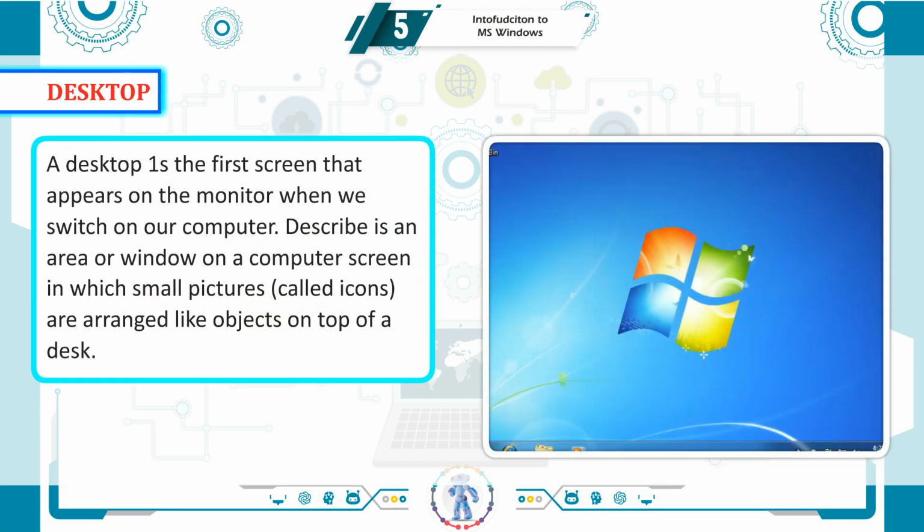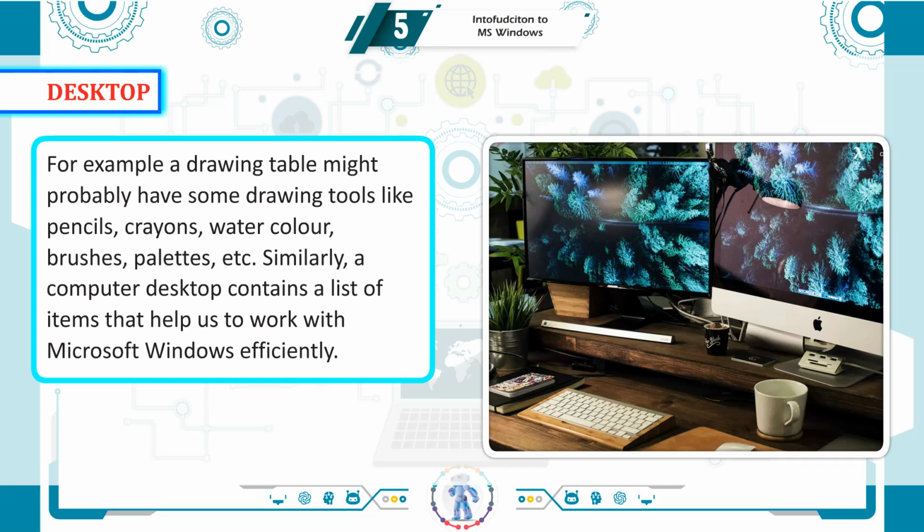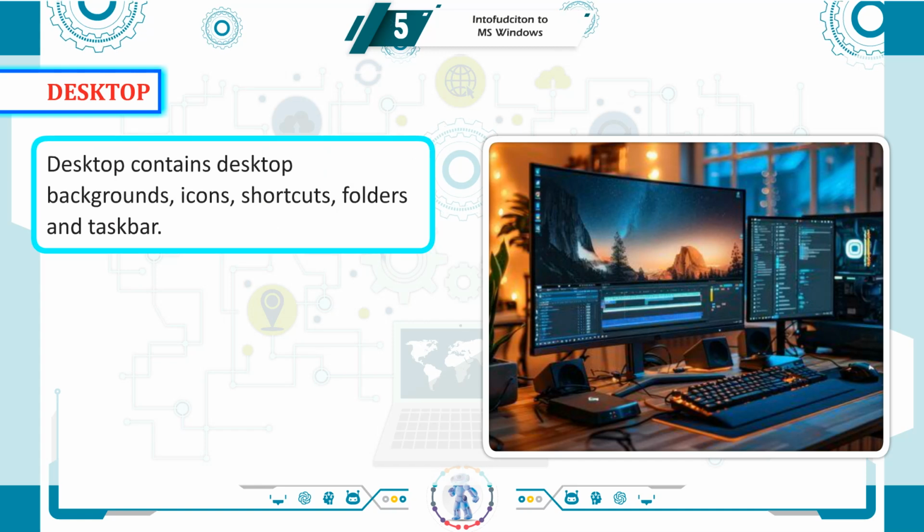Desktop. A desktop is the first screen that appears on the monitor when we switch on our computer. Desktop is an area or window on a computer screen in which small pictures called icons are arranged like objects on top of a desk. For example, a drawing table might probably have some drawing tools like pencils, crayons, watercolor, brushes, palettes, etc. Similarly, a computer desktop contains a list of items that help us to work with Microsoft Windows efficiently. Desktop contains desktop backgrounds, icons, shortcuts, folders, and taskbar.